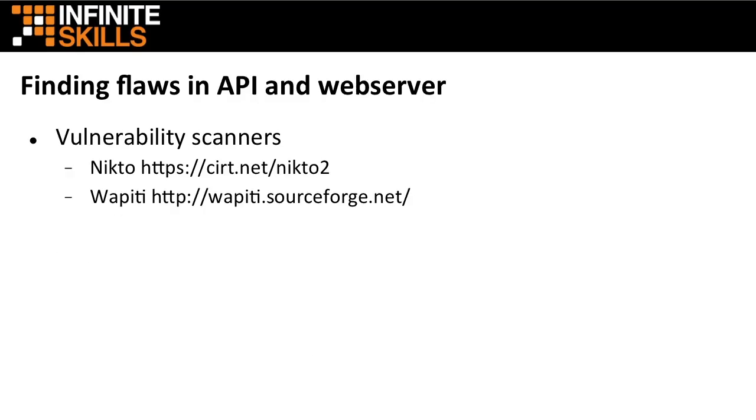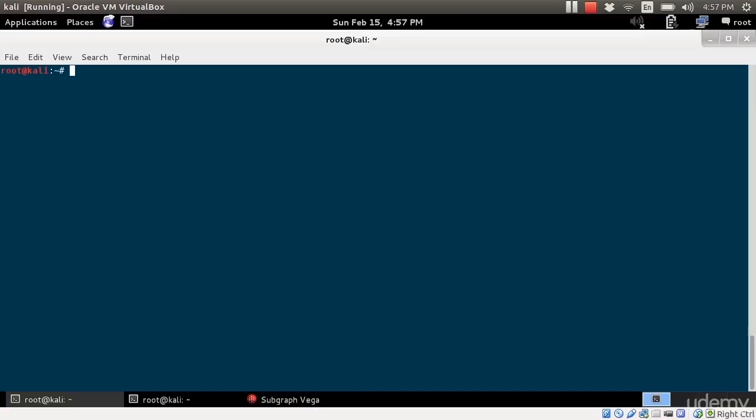If you're looking at flaws in the API or flaws in the web server, those kinds of flaws you can look at with other kinds of scanners, including Nikto. Nikto is a very old but good scanner, and Wapiti is another scanner. It's a little bit newer. They're both good products. And I wanted to very quickly show you some of these scanners and how you might use them.